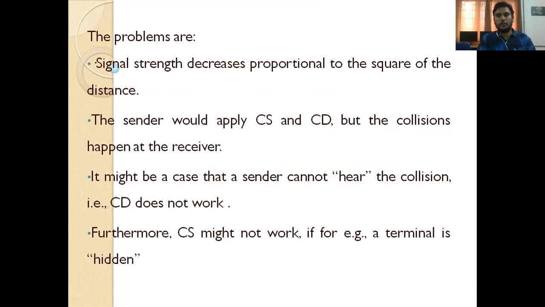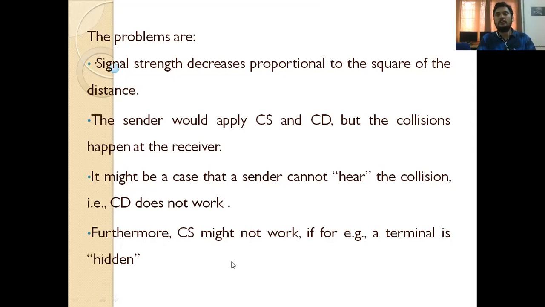So what are the problems that occur? The signal strength decreases proportionally to the square of the distance. The sender could apply either CS or CD, but the collision happens at the receiver. If you apply CS and CD at the sender side, there is still a possibility of a collision at the receiver side. So it might be the case that a sender cannot hear the collision. So CD doesn't work in wireless communication.